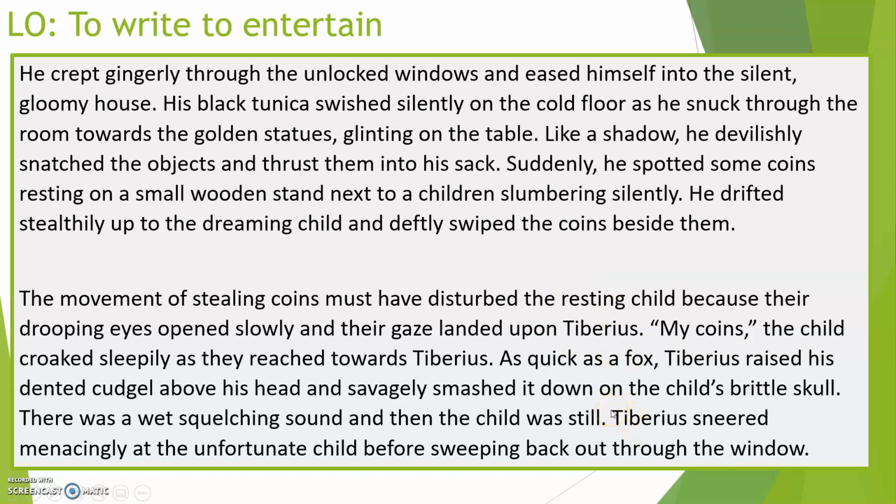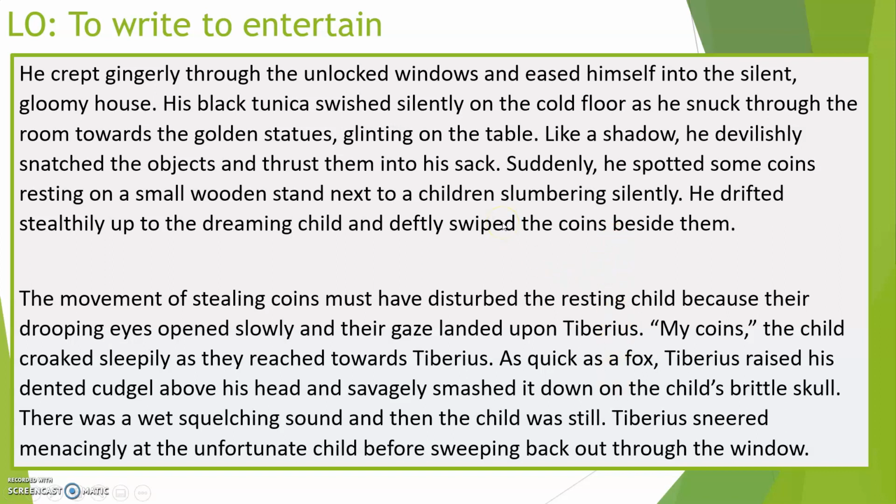He is obviously a dishonest, unlikable, vicious character. He's dishonest because he's stealing, and he's vicious because he has just hit a kid over the head with a cudgel, not caring if he has killed them. So I've definitely got his characteristics through his actions here. He sneered menacingly. So after he's beaten the kid up and smashed their head in, and there's a wet squelching sound, he is actually sneering, which is a kind of a smile. Definitely a vicious, dishonest person. So I think I've shown a lot through their actions.